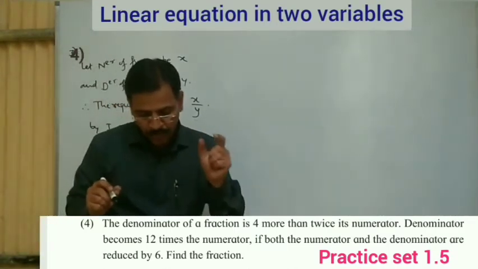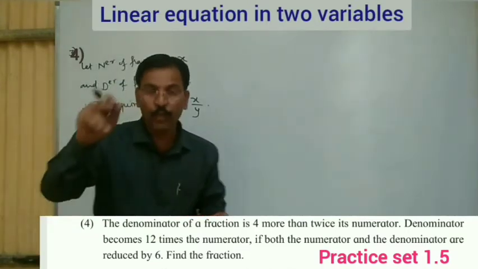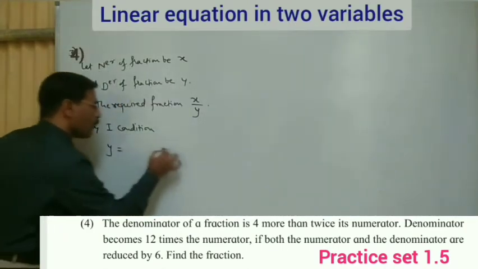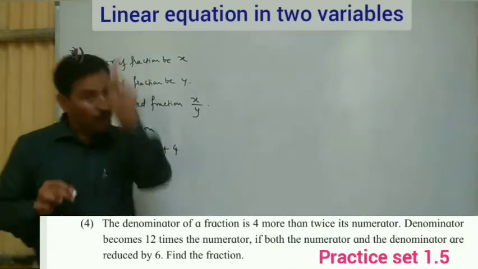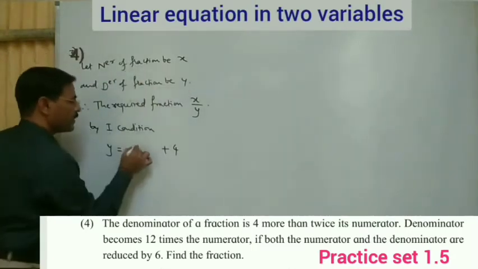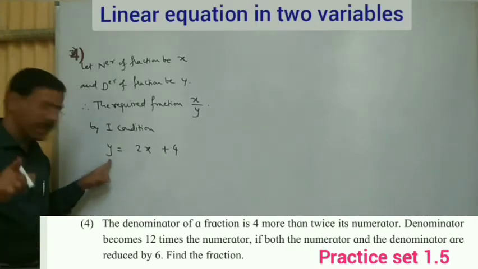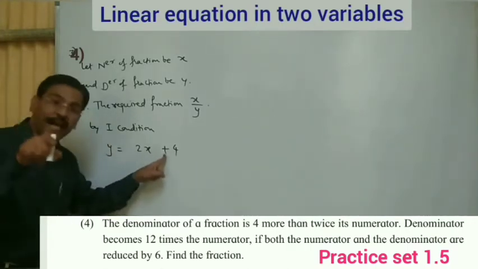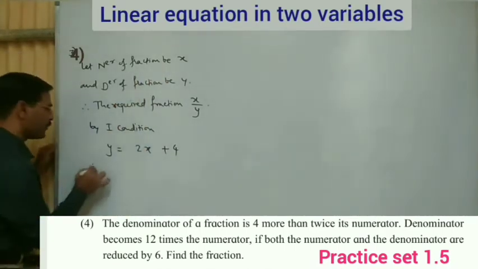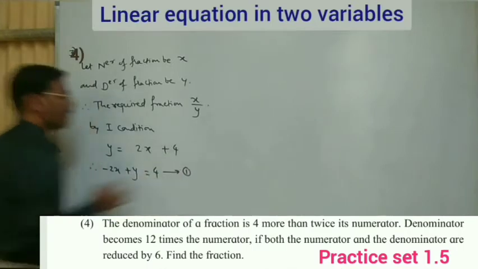See, the denominator of a fraction is 4 more than twice its numerator. That is, the denominator of a fraction is 4 more than twice its numerator. Like this. Understand? Again I am telling you. The denominator of a fraction is 4 more than twice its numerator. Understand? Right now in neat form, that is minus 2x plus y is equal to 4. This is equation number 1.